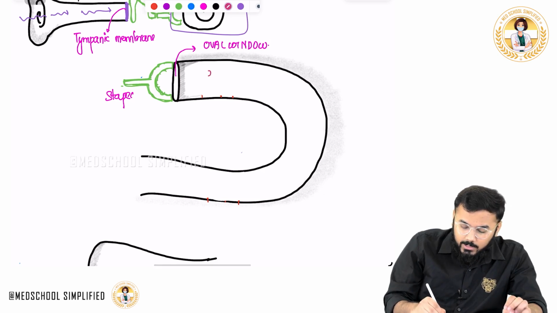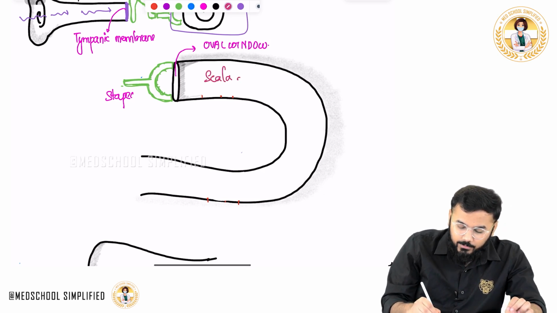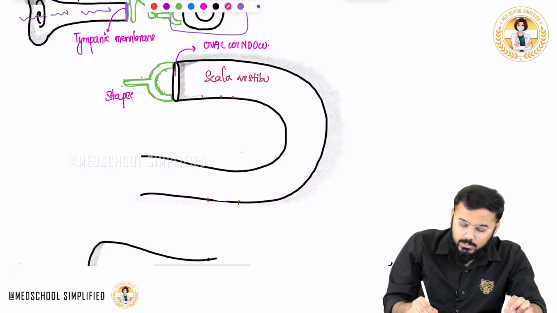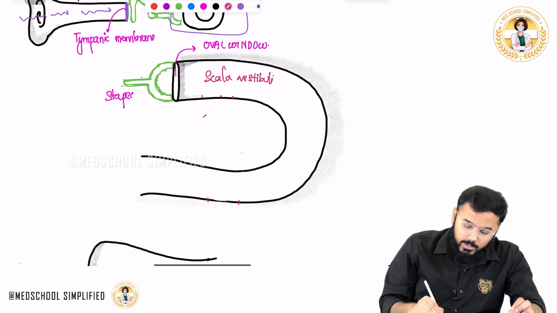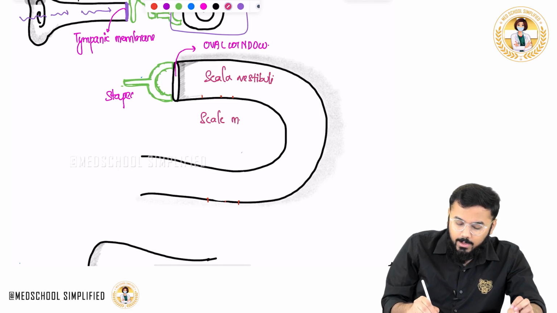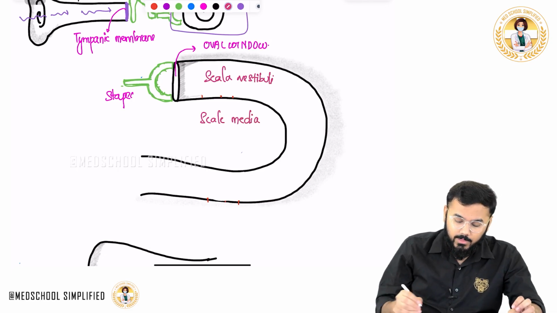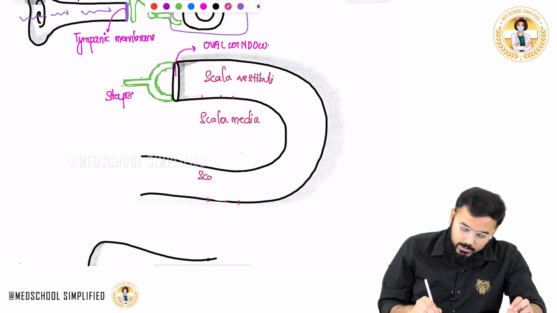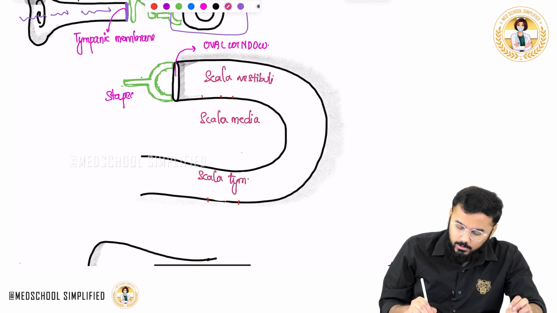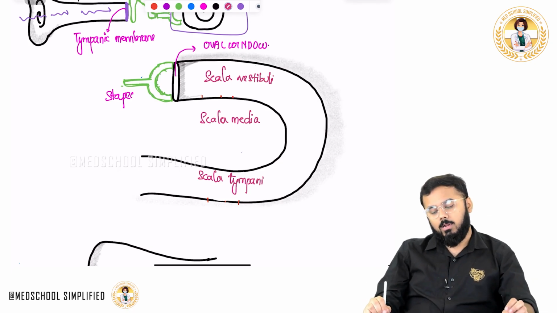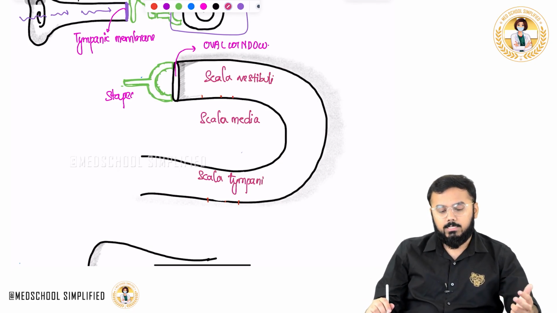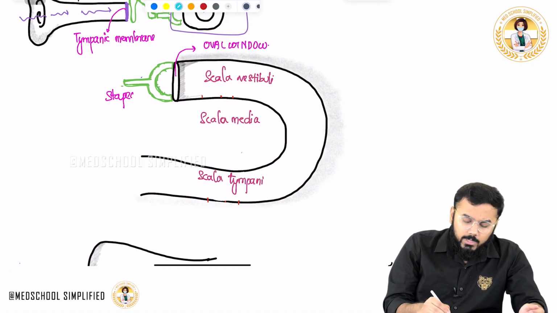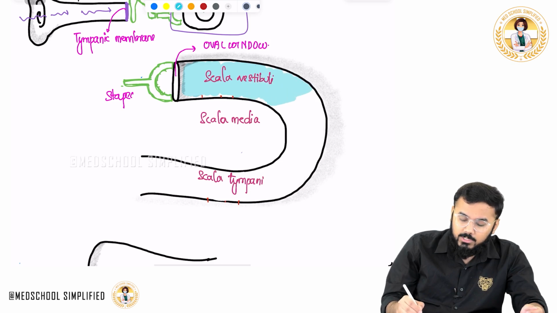So this part over here is called your scala vestibuli. Next, down here this part is called scala media, and the lower part is called scala tympani. So how many parts have we got? We have got scala vestibuli, scala media and scala tympani. You also know that there is fluid within this scala vestibuli, right? The fluid which is present in scala vestibuli is continuous with the fluid which is present in scala tympani.